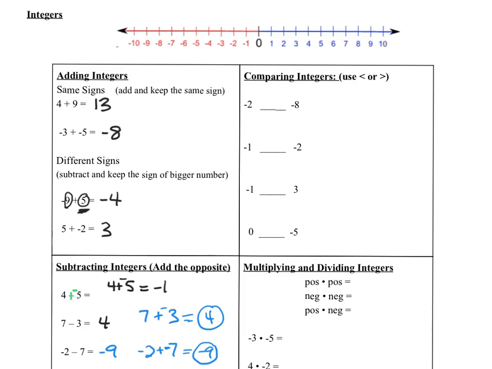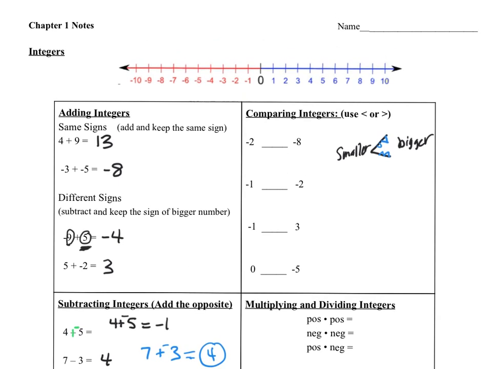Hopefully this is a review as well. Let's just review the symbol for a second. Remember, the bigger number goes on the side of the opening, and the smaller number goes on the side of the arrow. Some people like to think of this as like a crocodile mouth. Those are teeth. And the crocodile would want to eat the bigger of the two numbers. Okay? It would want the bigger meal.